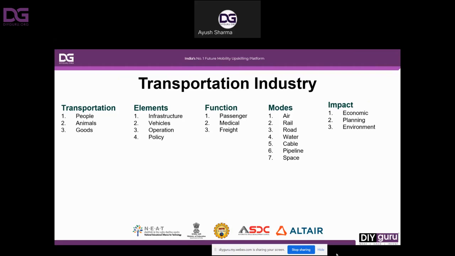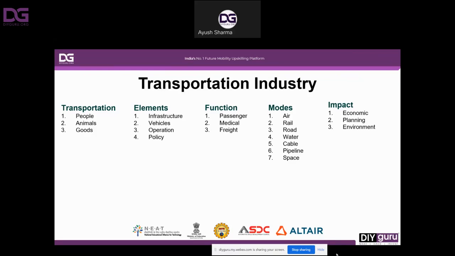If we talk about the elements, they include infrastructure, then vehicles, operations, and policies. These things we include in the transportation industry. That means it has different infrastructure, the different segments of vehicles and how they operate, the operations that we take from this industry, and the policies which support this automotive industry. So these elements play a major role in this industry.